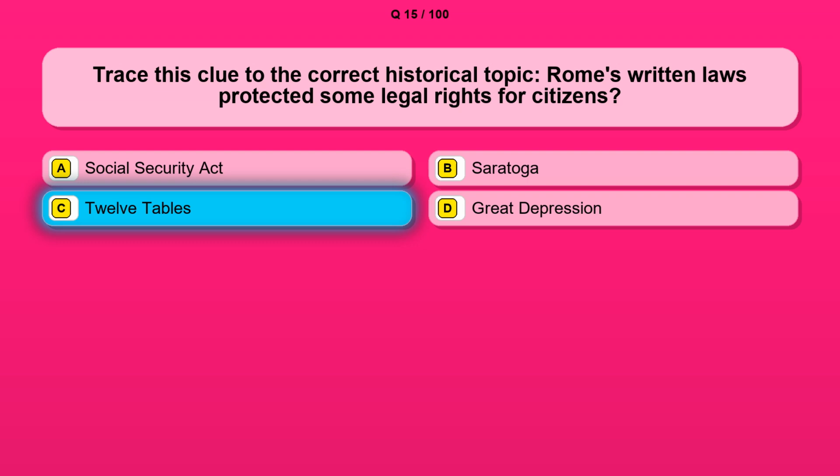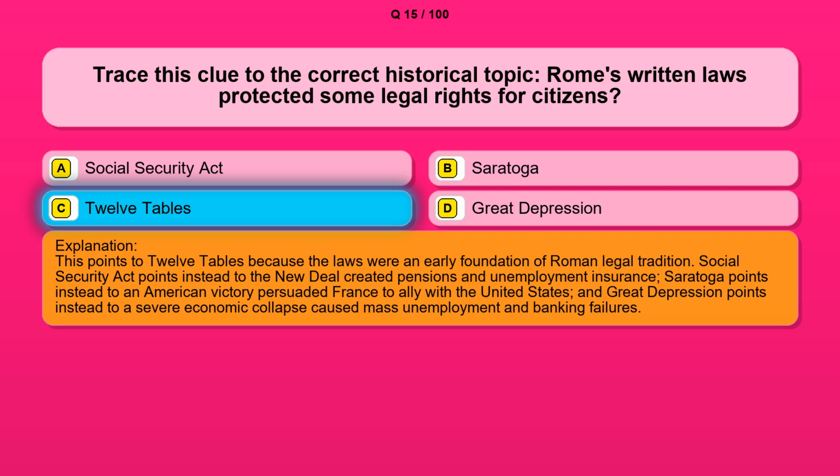The correct answer is option C, 12 Tables. This points to 12 Tables because the laws were an early foundation of Roman legal tradition. Social Security Act points instead to the New Deal creating pensions and unemployment insurance. Saratoga points instead to an American victory persuading France to ally with the United States, and Great Depression points instead to a severe economic collapse causing mass unemployment and banking failures.